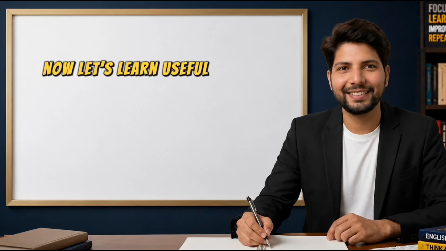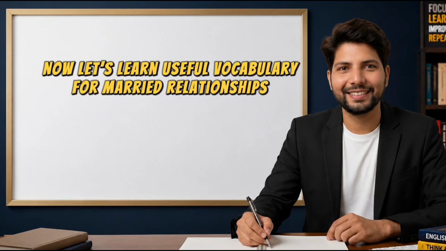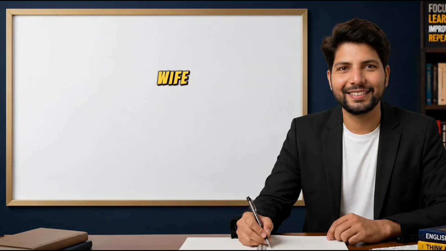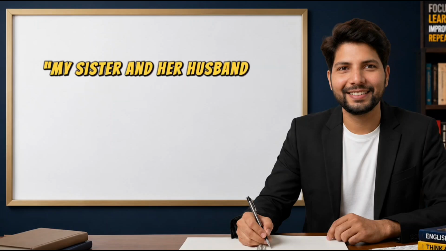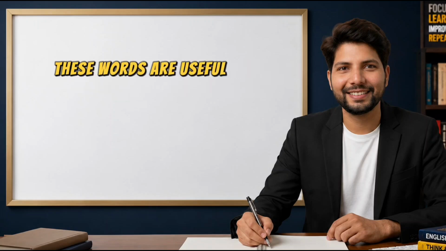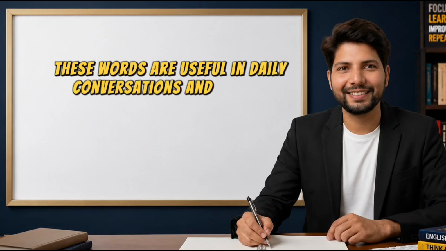Now, let's learn useful vocabulary for married relationships. Husband, wife, father-in-law, mother-in-law, son-in-law, daughter-in-law. Example, my uncle and aunt have been married for 20 years. My sister and her husband live in Mumbai. These words are useful in daily conversations and movies.